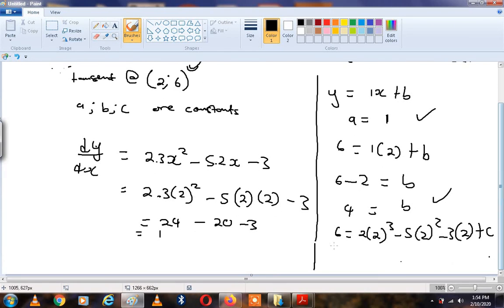So from there we can see that 2 to the 3, that's 8 times 2, that's 16, minus 4 times 5, that's 20, minus 6 plus c. So 16 minus 20 is minus 4, minus 6, that's going to be minus 10. So 6 is equal to minus 10 plus c. Therefore, we can conclude that c is equal to 16, and that's how we solve this problem.